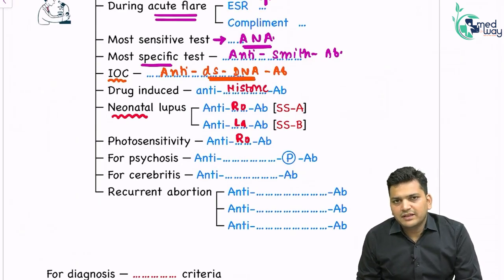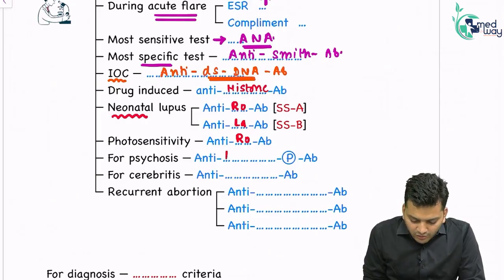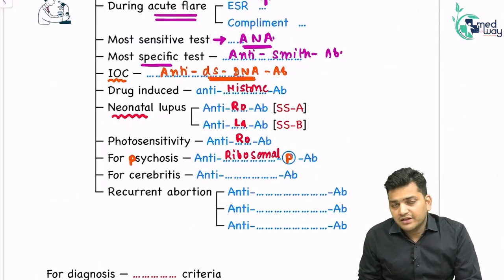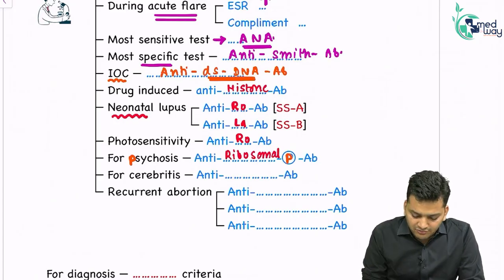If a patient of SLE is having psychosis, then most likely the antibody that we will find in his blood is anti-ribosomal P antibody. We can remember like this: P is for the psychiatric symptom. If there is involvement of the cerebrum, then we are going to have the anti-neuronal antibody.